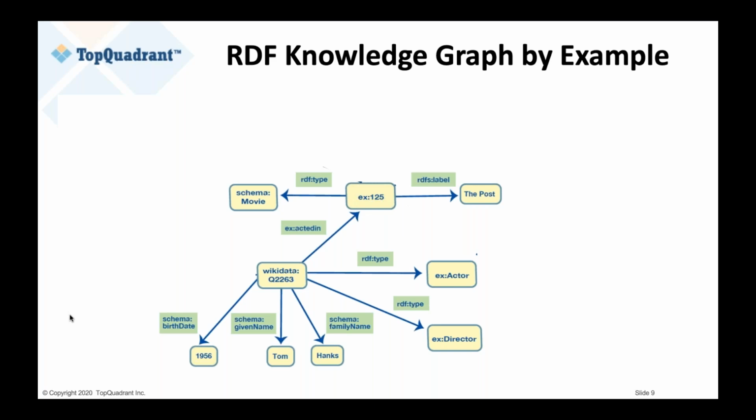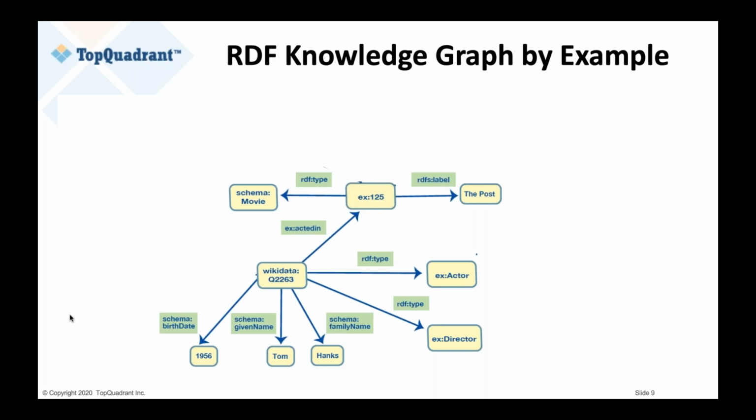So one thing to notice right away is that whether it's a relationship between two nodes representing some data resources that have identity, or whether it's something that has a literal value, like key value pairs in the property graph, they store the same way. It's 1956, Tom and Hanks are also nodes in the graph, and they're also connected by the edges that represent relationships in the same way as Tom is connected to the movie The Post.